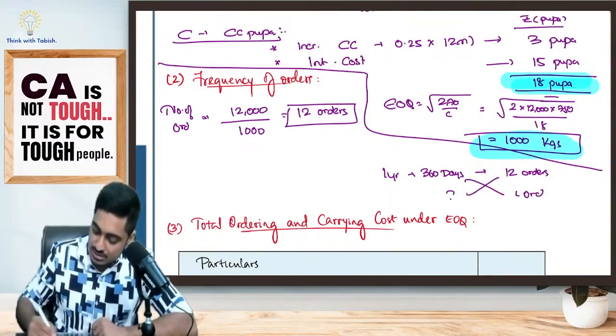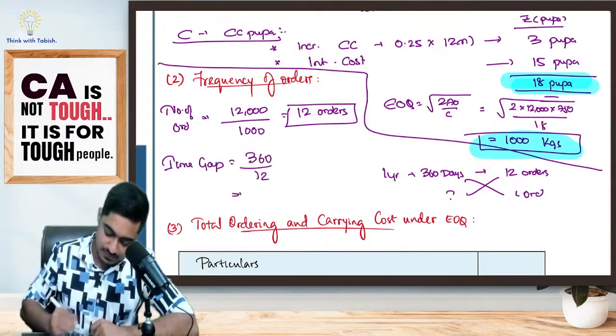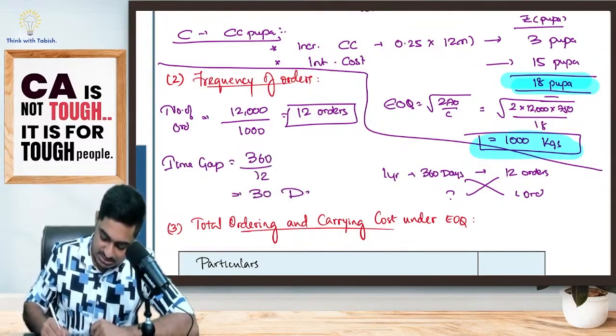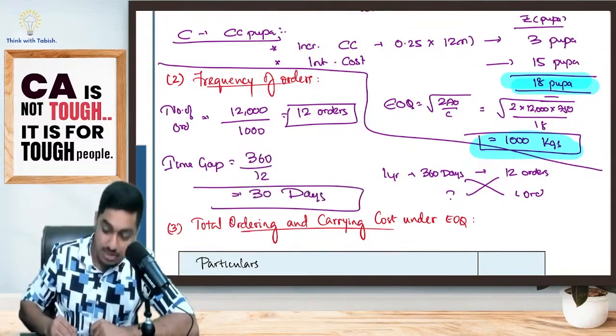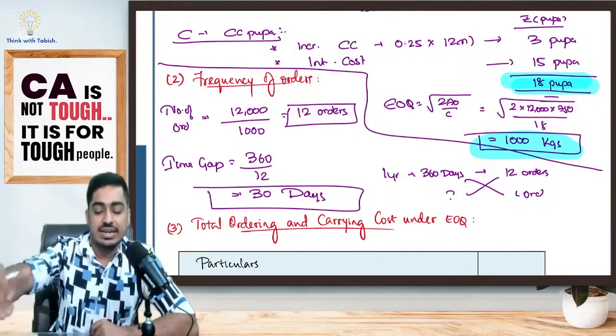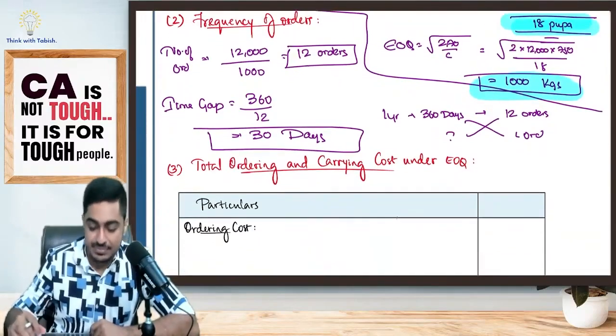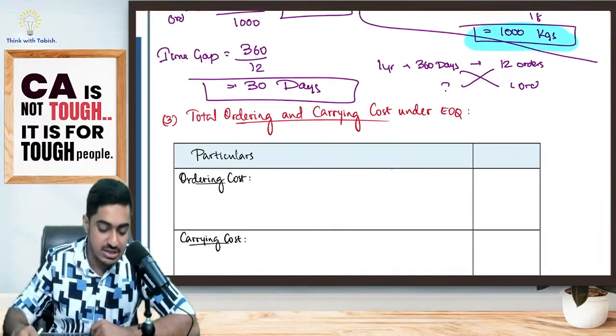Every month I will place one order. That is frequency, the time gap between orders. 360 divided by 12. Is it 30 days? Yes or no, everyone? So an order has to be placed every 30 days, my dear students. Is this clear? Yes or no? Yes. What is the third requirement?